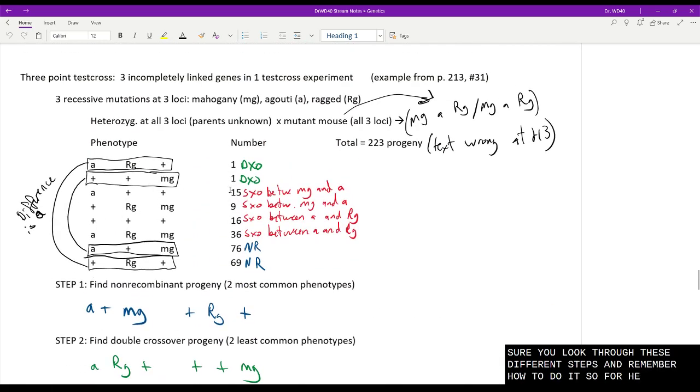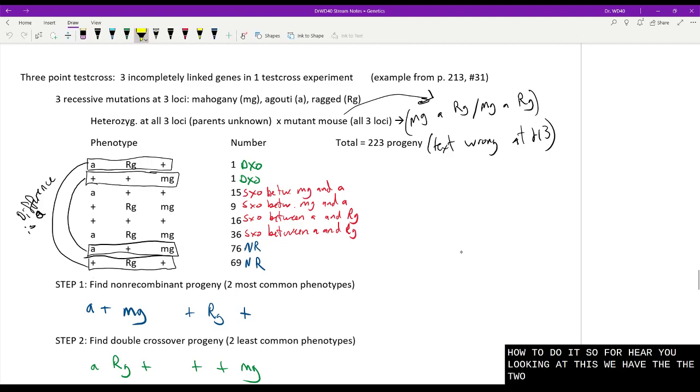So for here, you're looking at this, we have the 2 non-recombinant strands right here. The two non-recombinant strands have the highest numbers and they match the parental strands. Then here we have the double crossover strands. They are the fewest in number. So now you want to figure out what's in the middle. So for this one, you look at the parental strands here.